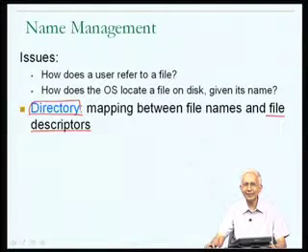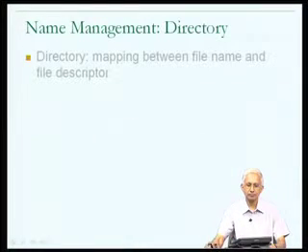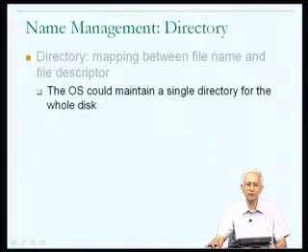So in short then, the primary mechanism for name management is the directory, a mapping between file names and file descriptors. So the user can refer to a file by a name, the operating system can look up that name within the corresponding directory, and hence get the file descriptor using which the disk blocks of the file can be accessed. Okay, now the issue which arises is, how could the operating system maintain this directory information efficiently?